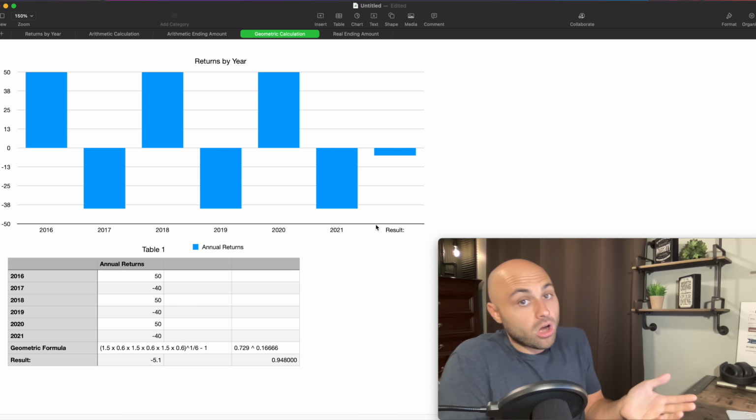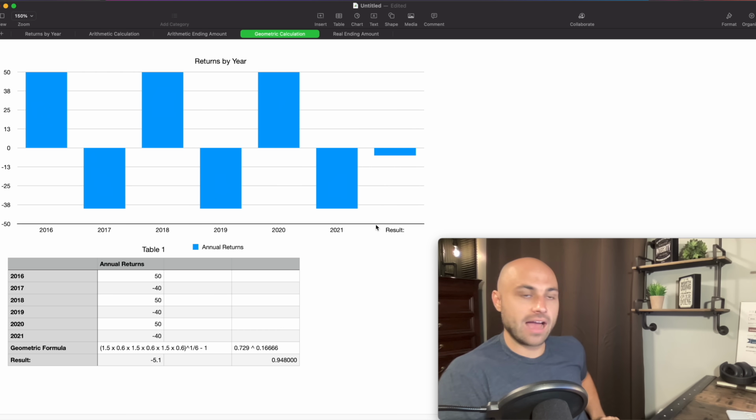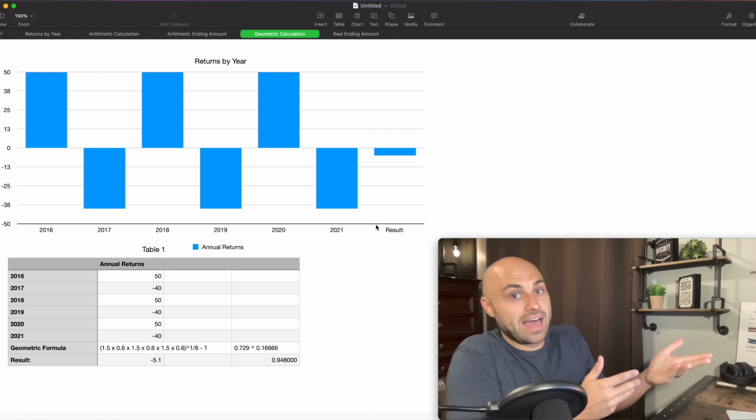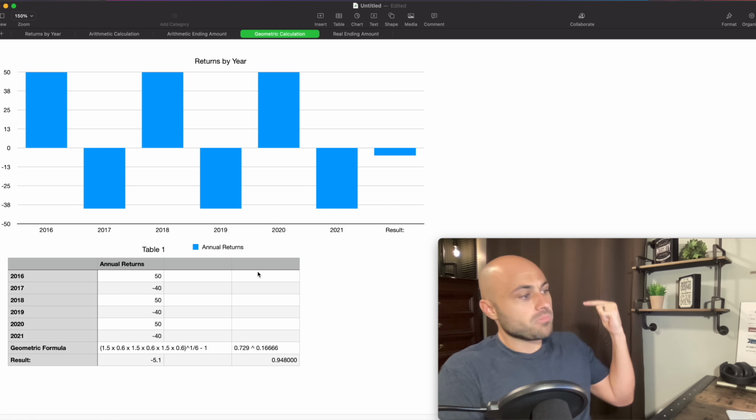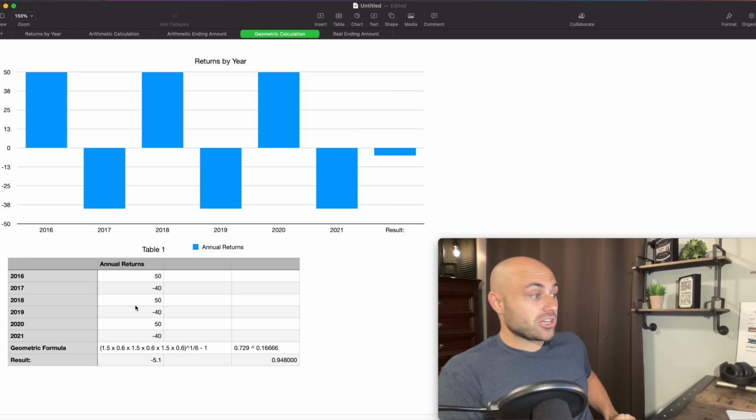And it's usually going to be worse than what the annual average number is, or else they would just use that, not in the fine print. They'd use that in their promotional material. So here's the calculation that you actually have to do. Here's the real equation. Instead of just adding them all up, you have to multiply each period together. So expressed as a percentage, up 50% would be 1.5, and down 40% would be 0.6. So you multiply 1.5 times 0.6 times 1.5 times 0.6 times 1.5 times 0.6.